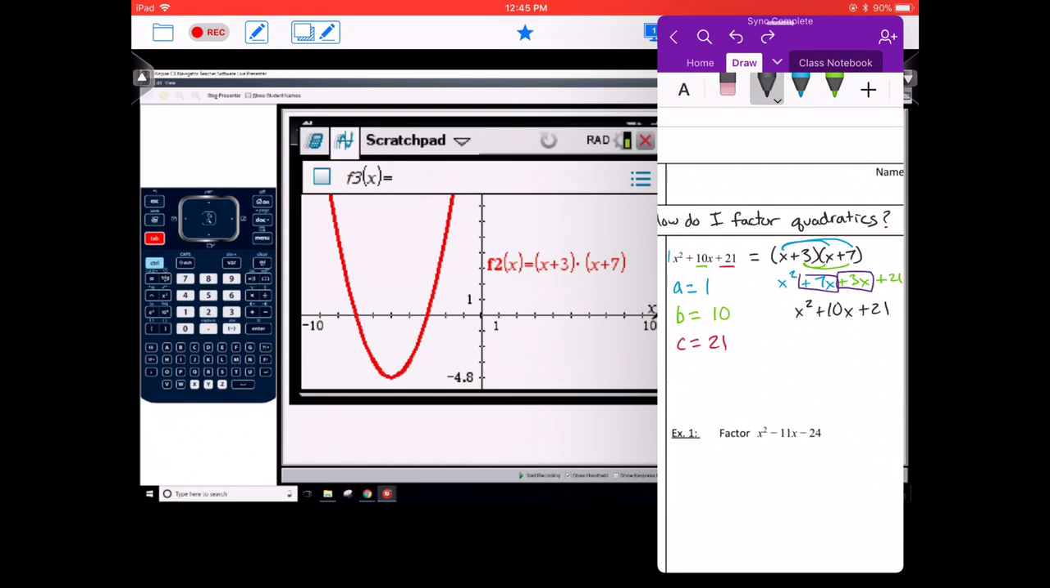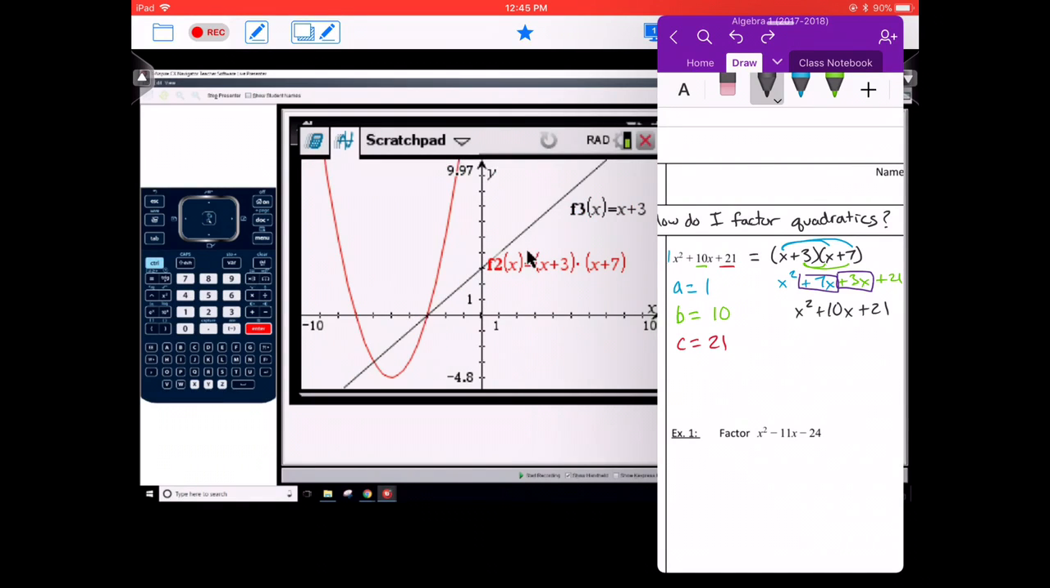Another neat trick I want to show you guys is if I actually just graph x plus 3, notice how it crosses your 0 at -3. And if you just graph x plus 7, notice how it crosses your other 0 at -7 as well. See how they're all related? Those zeros actually relate to these factors, okay? So if you know how to get zeros, you could actually write your factors: just x, and then the opposite of it, times another x, and the opposite of that as well, okay?